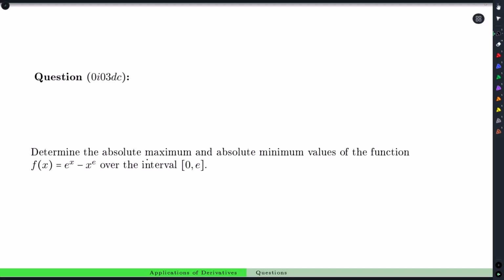Determine the absolute maximum and absolute minimum values of the function e to the x minus x to the e over the interval from 0 to e. Okay, so we're just looking from 0 to e, absolute max, absolute min. This shouldn't be too much of a struggle. Let's take a look here.